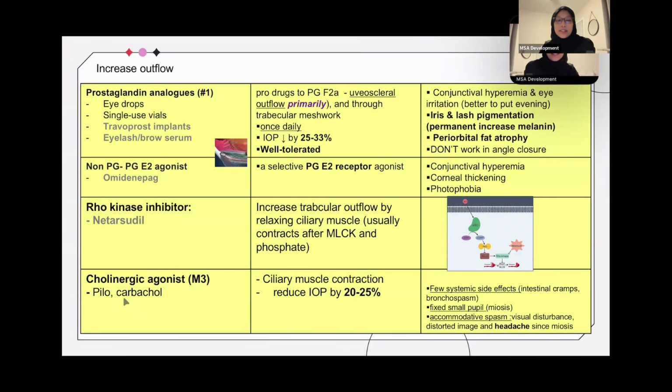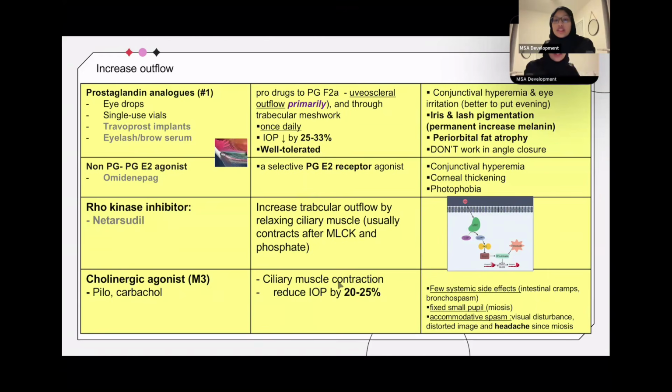Cholinergic agonists are like pilocarpine, carbachol. These are M3 agonists, which are the muscarinic 3. Anyway, just remember these increase the outflow by causing ciliary muscle contraction. So contraction, cholinergic and contraction. It has few systemic side effects, like it can cause cramps and bronchospasm. Remember, contraction can cause these side effects, okay? These are not causing contraction.